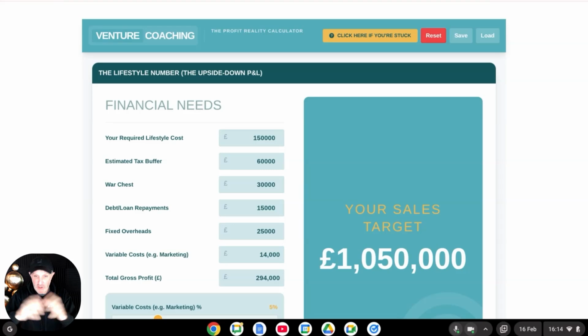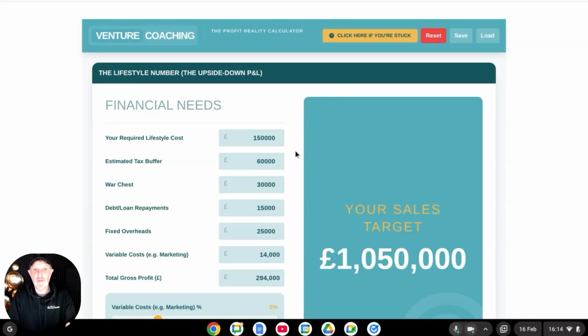tool. We're not saving this information onto our servers. We're not putting it away into any special files. It's just in your local browser. So if you feed this data in to fit your business and you get a bit lost, hit reset and start again, or just change the figures.